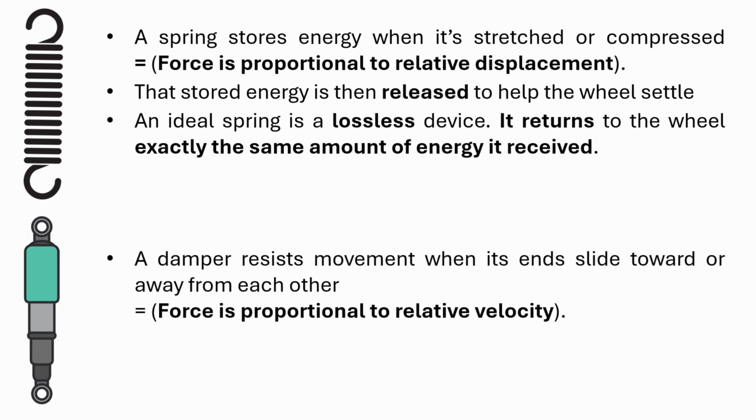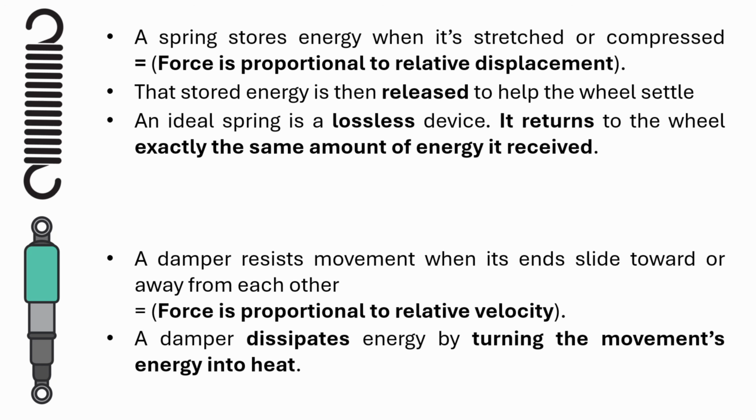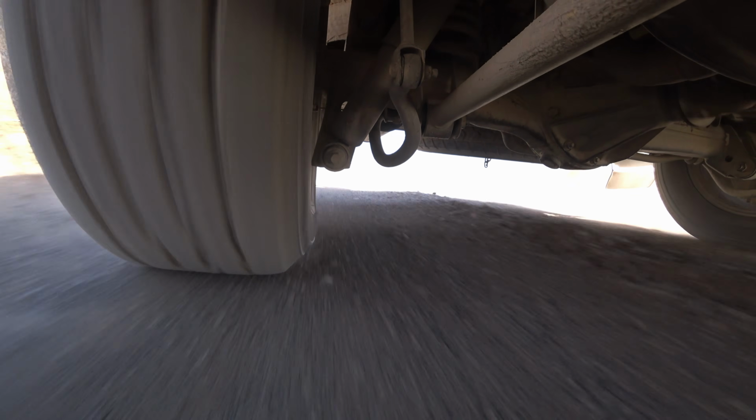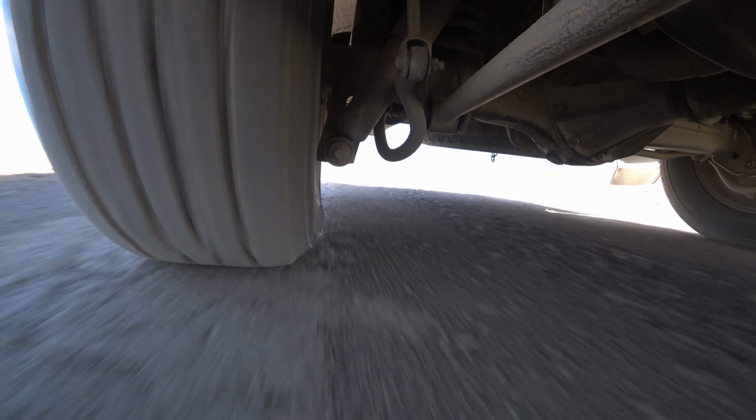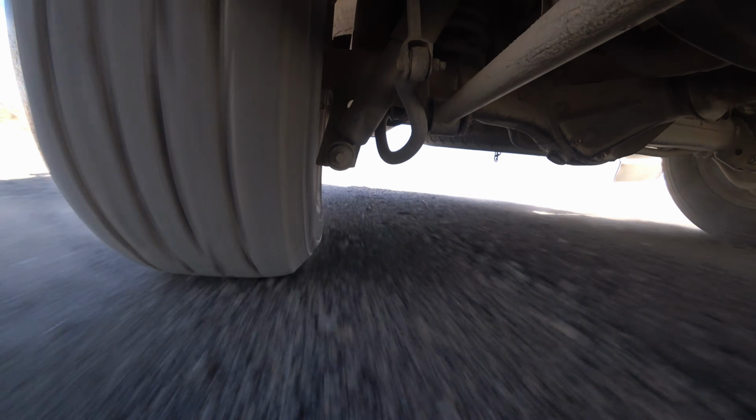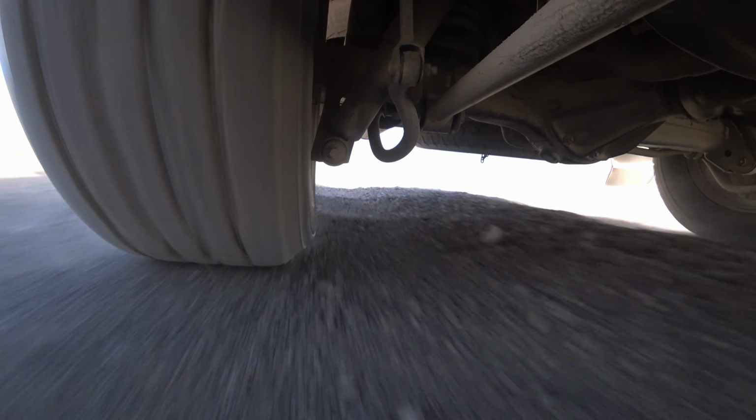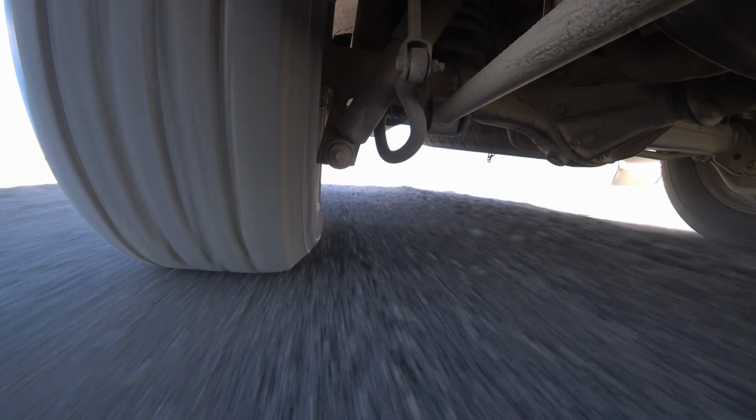A damper resists movement when its ends slide towards or away from each other. In other words, when there is relative velocity. A damper dissipates energy by turning the movement's energy into heat. In a car suspension, it stops the spring from bouncing the wheel up and down for too long, so that the ride quickly becomes smooth again. Now, Formula One teams only had these two tools, springs and dampers. With them, they could control how the suspension behaved, but only to a certain extent. Certain vibration modes, ride frequencies, and transient responses were difficult to control.